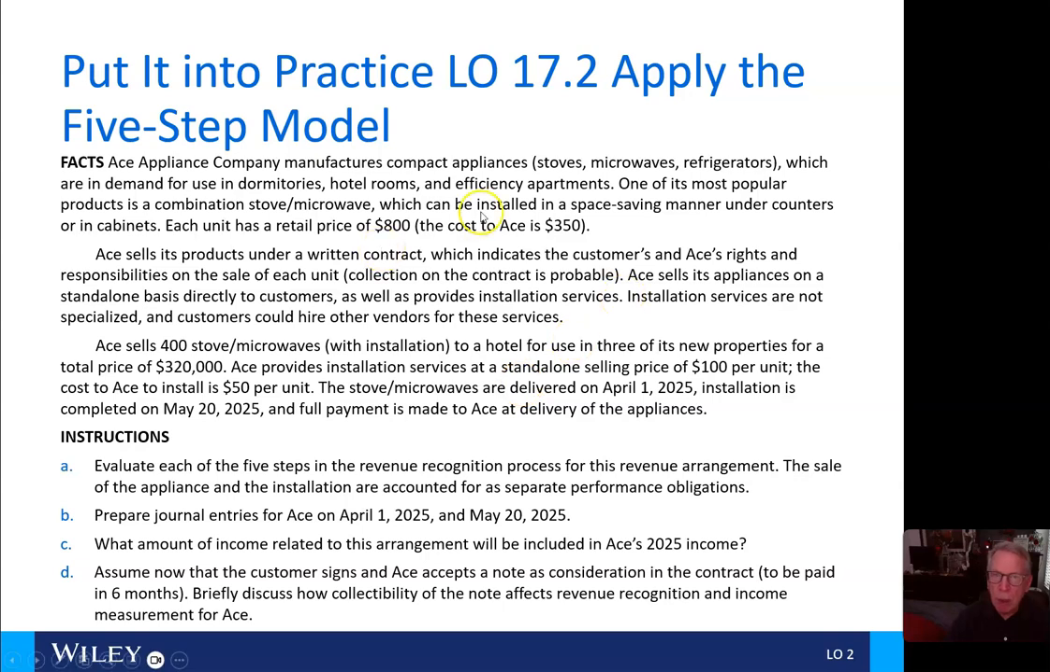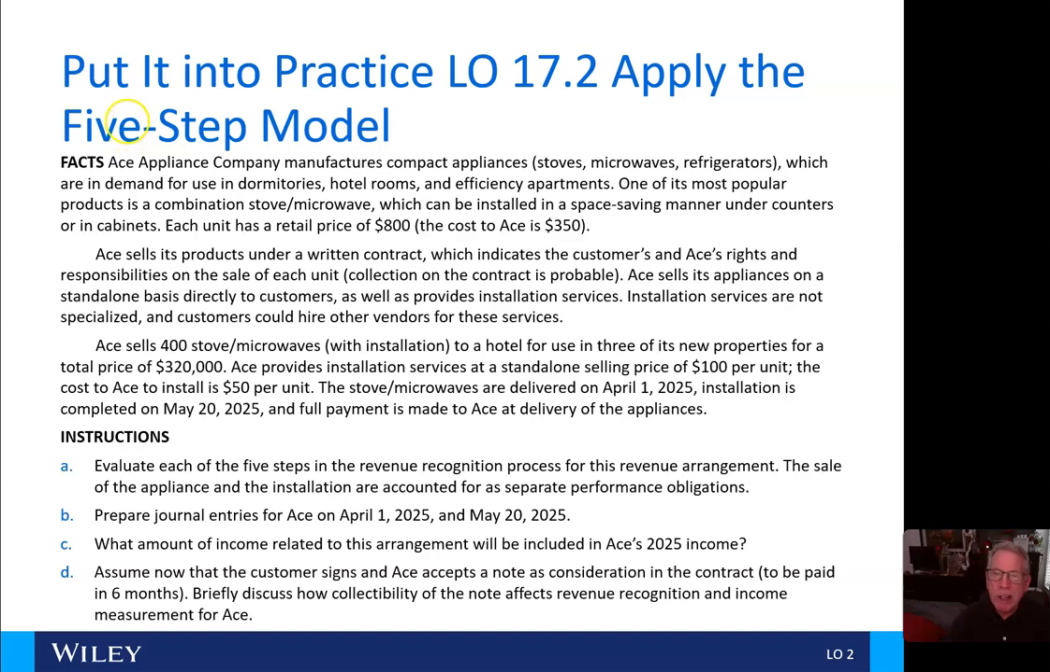All right, let's apply this 5-step model and put it into practice. Here, the Ace Appliance Company manufactures compact appliances, stoves, microwaves, refrigerators, which are in demand for use in dormitories, hotel rooms, and efficiency apartments. One of the most popular products is a combination of stove microwave, which can be installed in a safe, space-saving manner under counters or in cabinets.